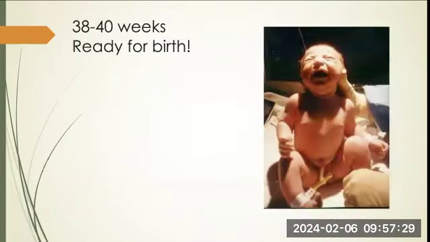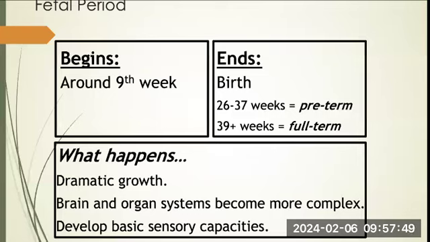And 38 to 40 weeks, ready for birth. So average weight hasn't changed much, about 7.5 pounds. Remember, in the last few weeks, the longer the baby stays in, it's another half pound per week. So that can really add up. All right. So the fetal period begins around the 9th week and ends at birth. And that can vary, right? Sometimes if a woman gives birth between 26 and 37 weeks, it's called a preterm baby. 39 weeks and above, it's a full-term baby.